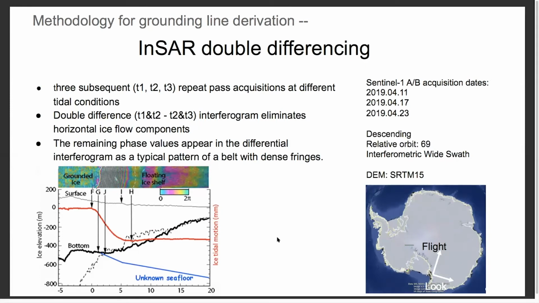So here what we do is I choose three scenes from Sentinel-1, and they are 6 days apart, and use this SRTM 15 topography data. It's not a very high resolution, but the result turned out to be pretty good. Okay. And we would expect to see the grounding line where it can be separated by a typical pattern of dense fringes.